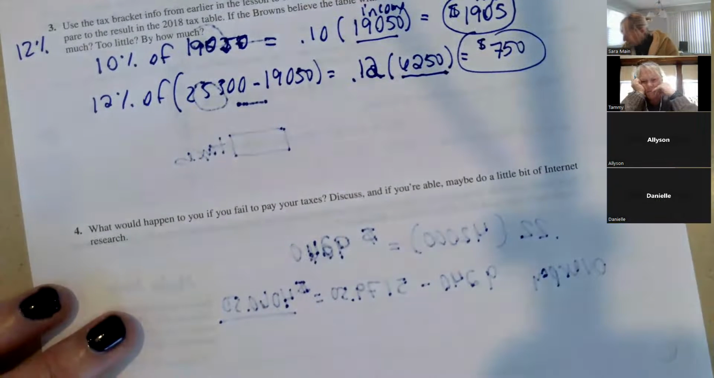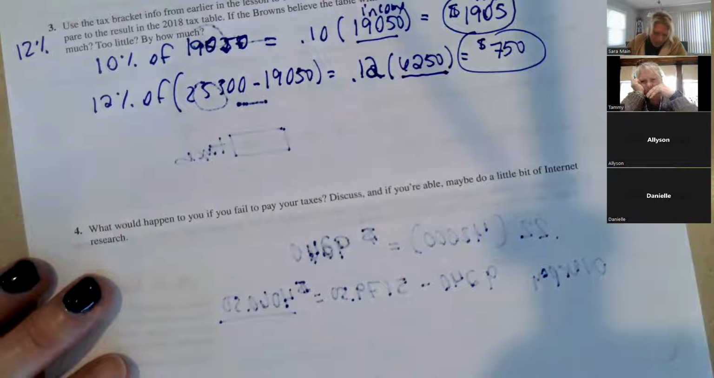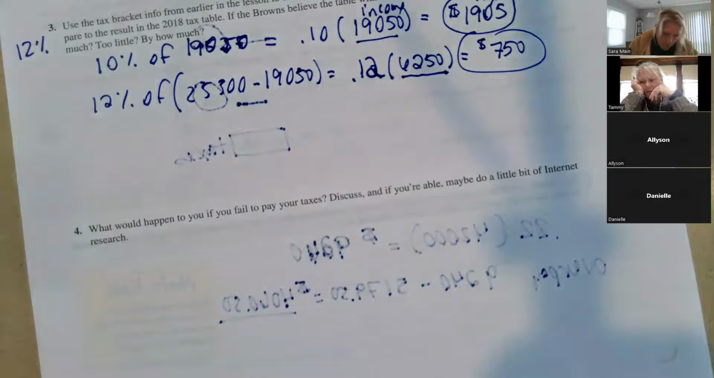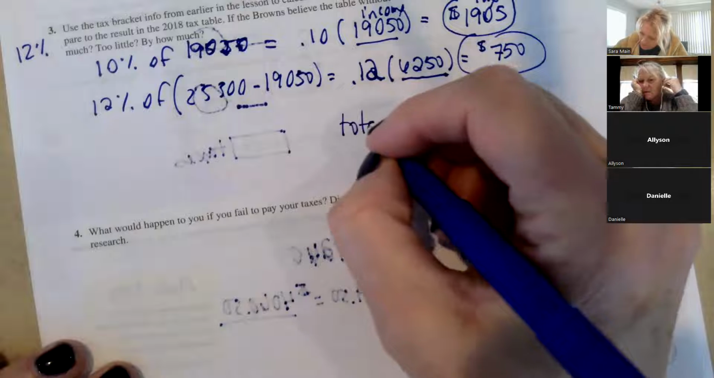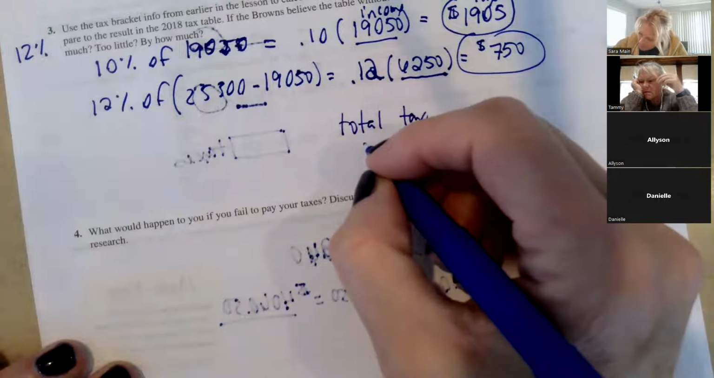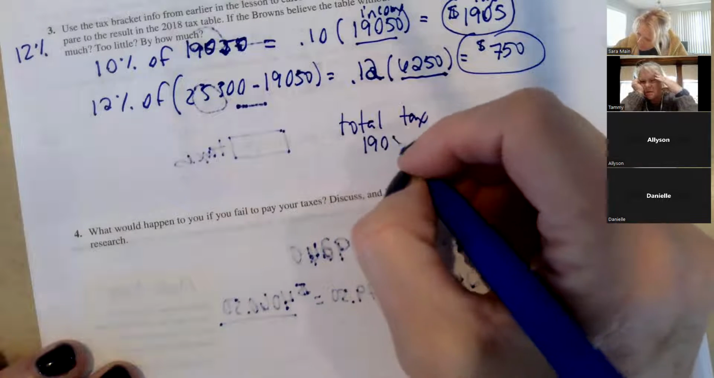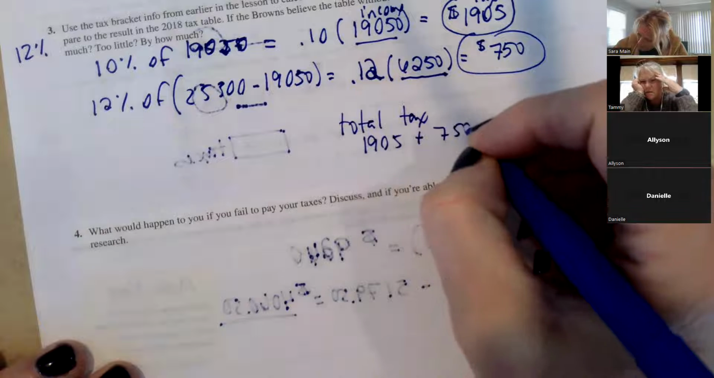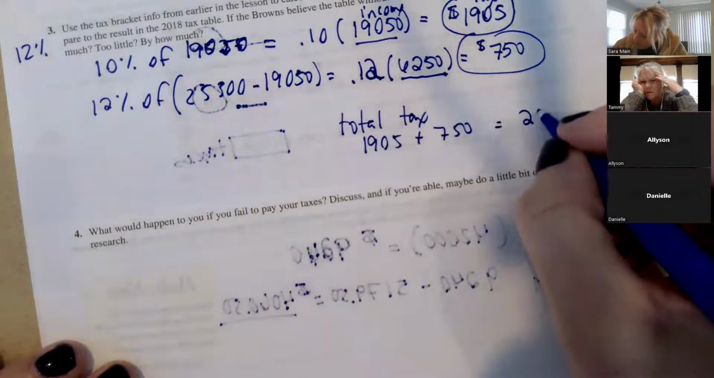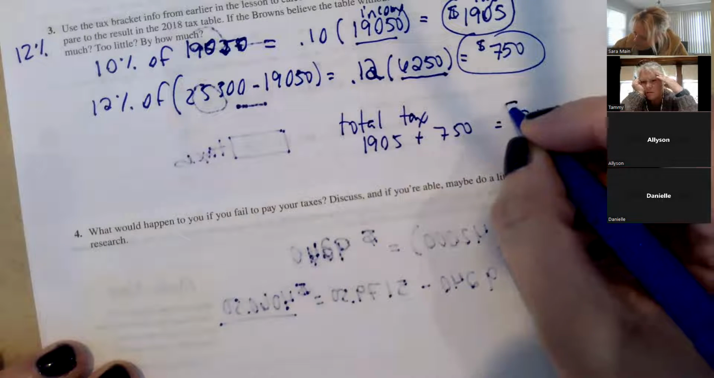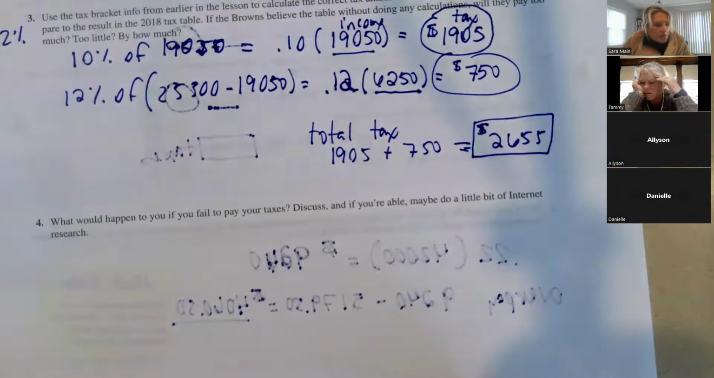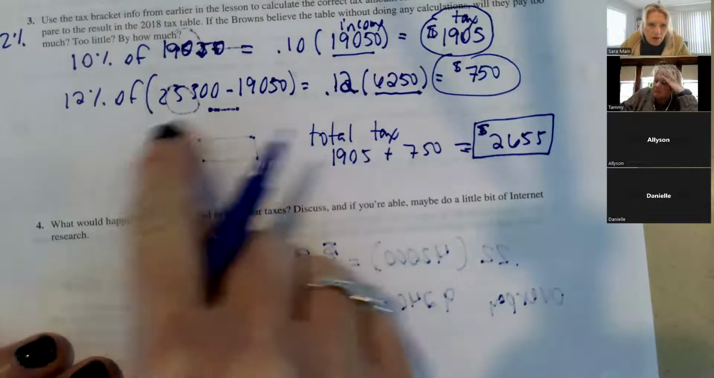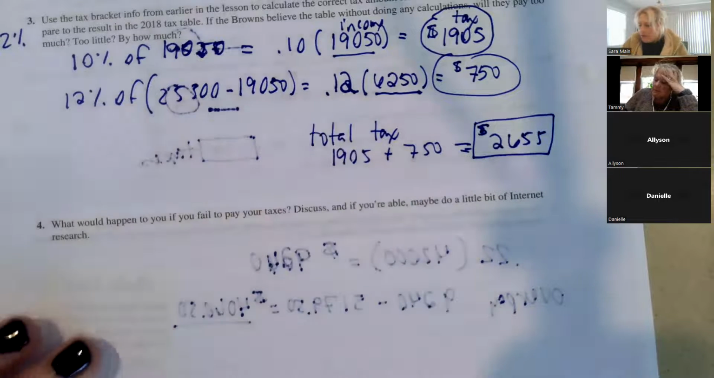Okay. So the total tax. 2,655. $2,655. So thank goodness she didn't have to pay 12% on all, or they didn't have to pay 12% on all of their income.